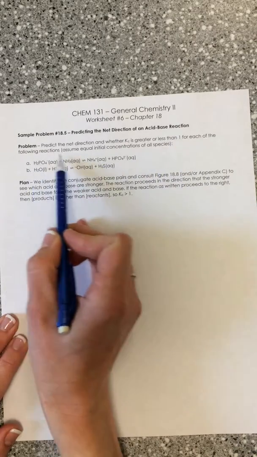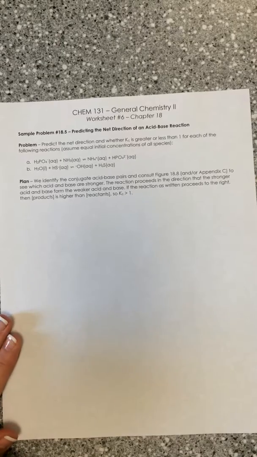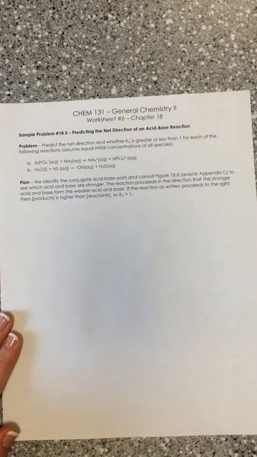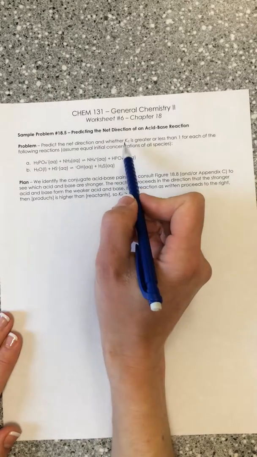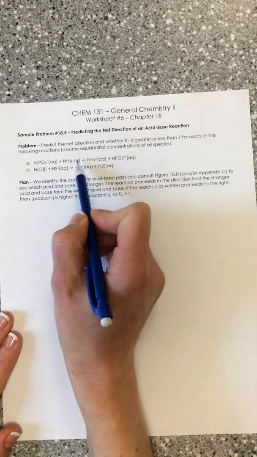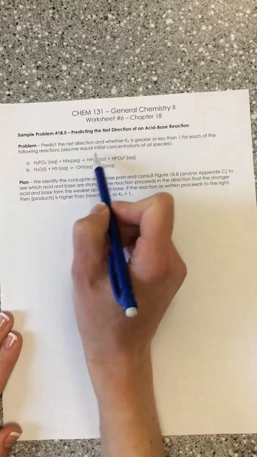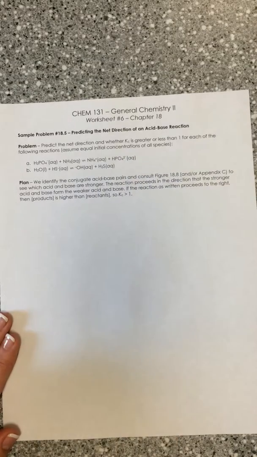And we're going to assume that we have equal starting amounts of each species, but we need to ask that once this chemical reaction reaches equilibrium, where does the equilibrium lie? Remembering that if the equilibrium lies on the reactant side, Kc is going to be less than 1. If the equilibrium lies on the product side, Kc will be greater than 1.